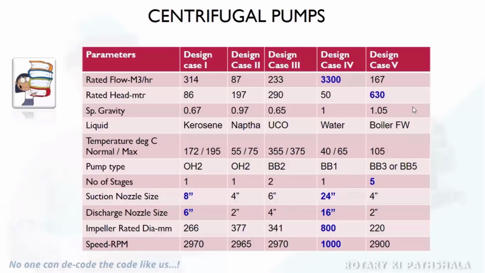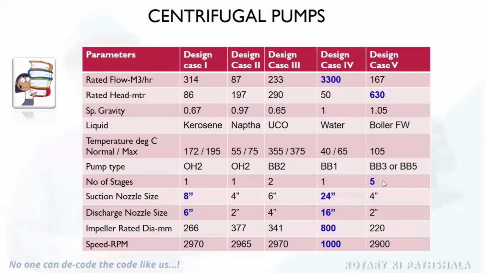Now you take case 5 where the flow rate is more or less 60% of this, but here head is 630. Now with respect to 86, it is almost 6 times. So can we use the same pump? No. Here it is a BB3 or BB5. These both are multi-stage. BB3 is the axial split casing pump and BB5 is the radial split with double casing.